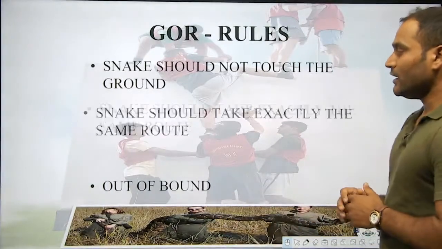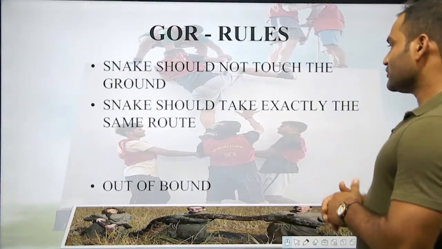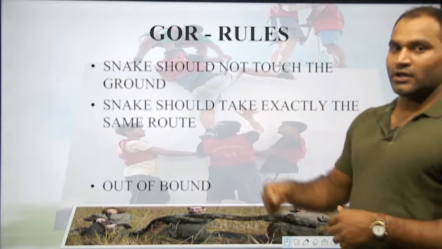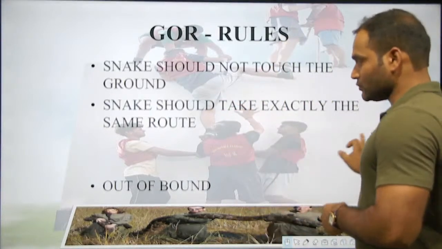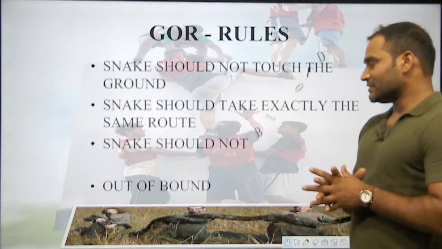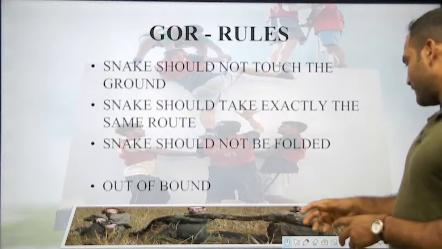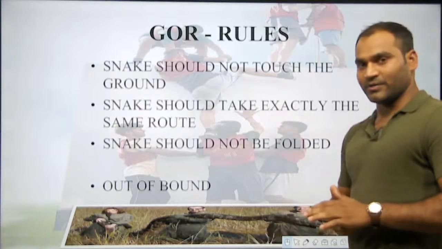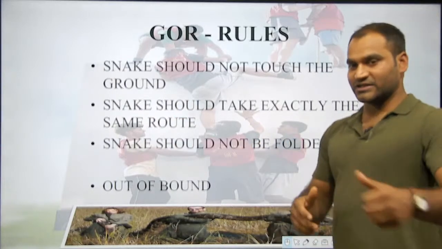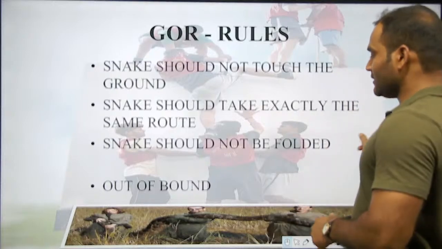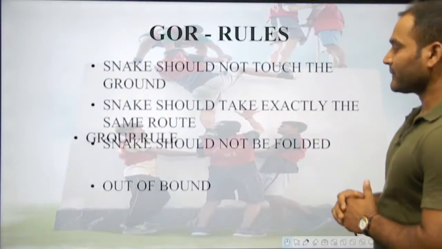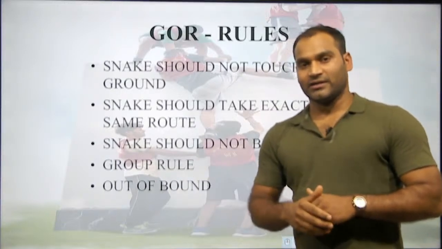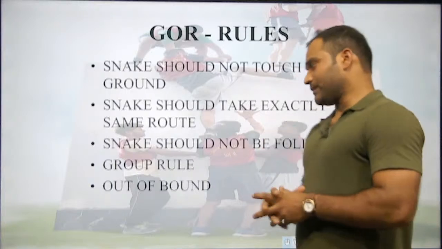The snake should take exactly the same route that you take, whether you are going through the spider web or over the wall; it will follow the same course. The next is that the snake should not be folded. If you see it touching, you start folding it on your hand or your neck. It should not be. If you feel it is touching, tell somebody to hold it rather than just folding it. The group rule is always that all the group members have to pass the cross line, then the task is considered completed.